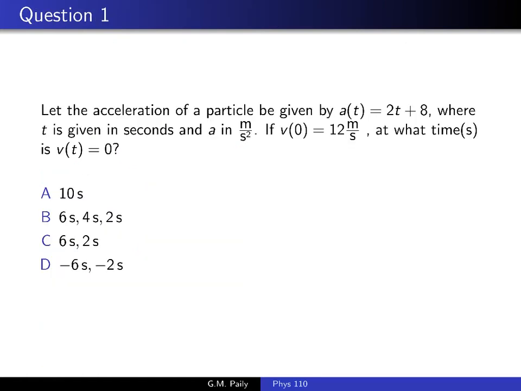Of course, you are not always given a graph. Sometimes you will be given an equation. In this question, the acceleration of the particle as a function of time is a equals 2t plus 8. If the initial velocity is 12 meters per second, at what times is the velocity 0?